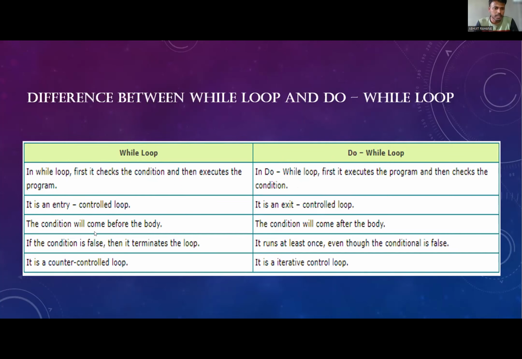In the while loop, the condition comes before the body, and in the do while loop, the condition comes after the body. In the while loop, if the condition is false, the loop terminates. The do while loop runs at least once even though the condition is false. The while loop is a counter control loop, and the do while loop is an iterative control loop.